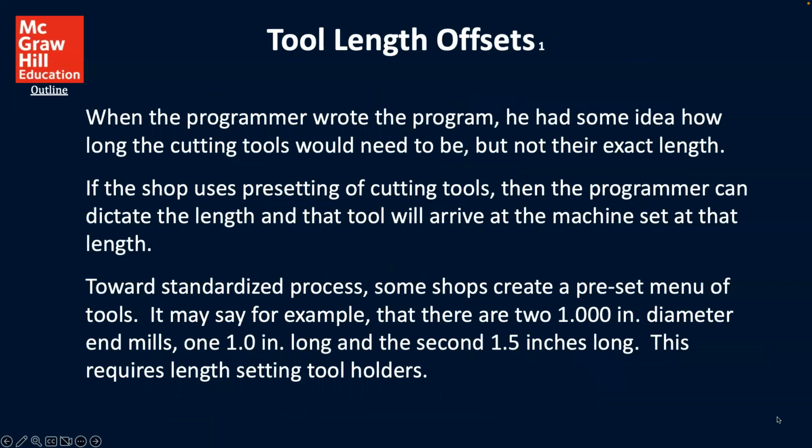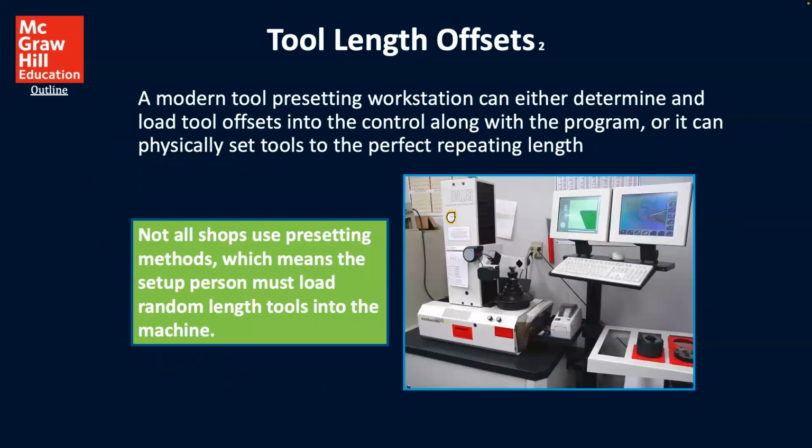For tool length offsets, when the programmer wrote the program, he had some idea how long the cutting tools would need to be, but not their exact length. If the shop uses presets of cutting tools, then the programmer can dictate the length and the tools will arrive at the machine set at that length. Towards standardizing the process, some shops create a preset menu of tools. It may say, for example, that there are two 1.000 inch diameter end mills, one 1.0 inch long, and the second 1.5 inch long. This requires length setting tool holders.